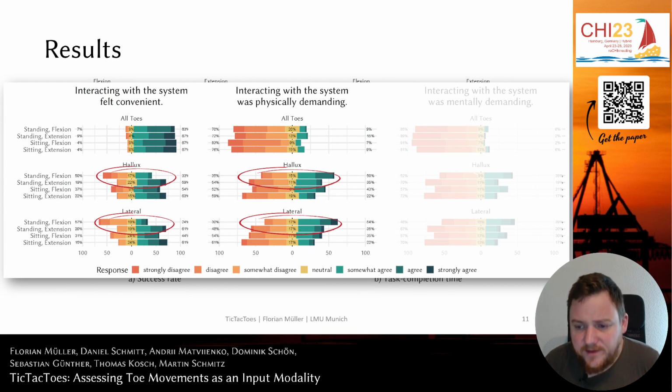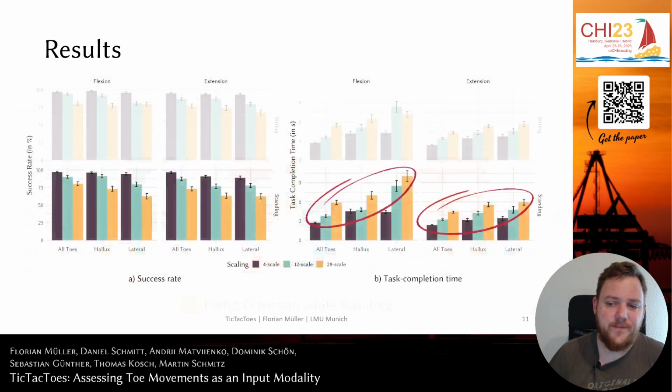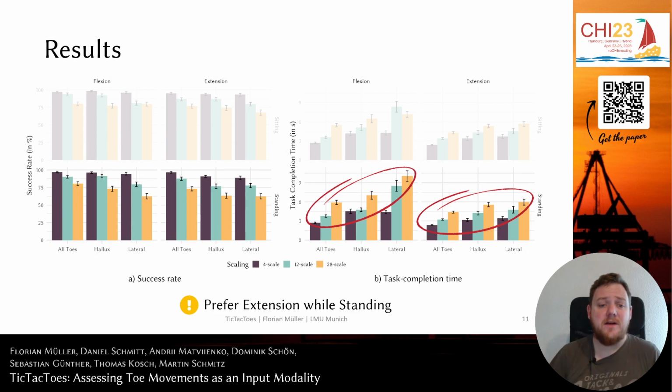Our explanation for this is that we need to shift our weight so we can bend our toes or flex our toes downward while standing, while we can extend them, so move them upwards without any problems. So remember, while standing, give the user the option to interact with the system using extension.